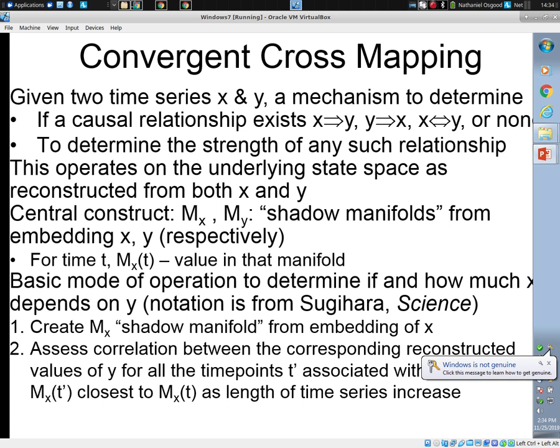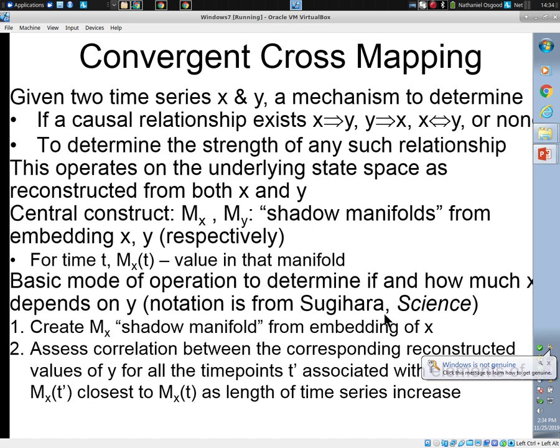So is y causally driving x? It may be covariant with x, it may rise and fall with x, but is it merely a statistical fluke, or is it in fact driving it? That's the key question, okay?